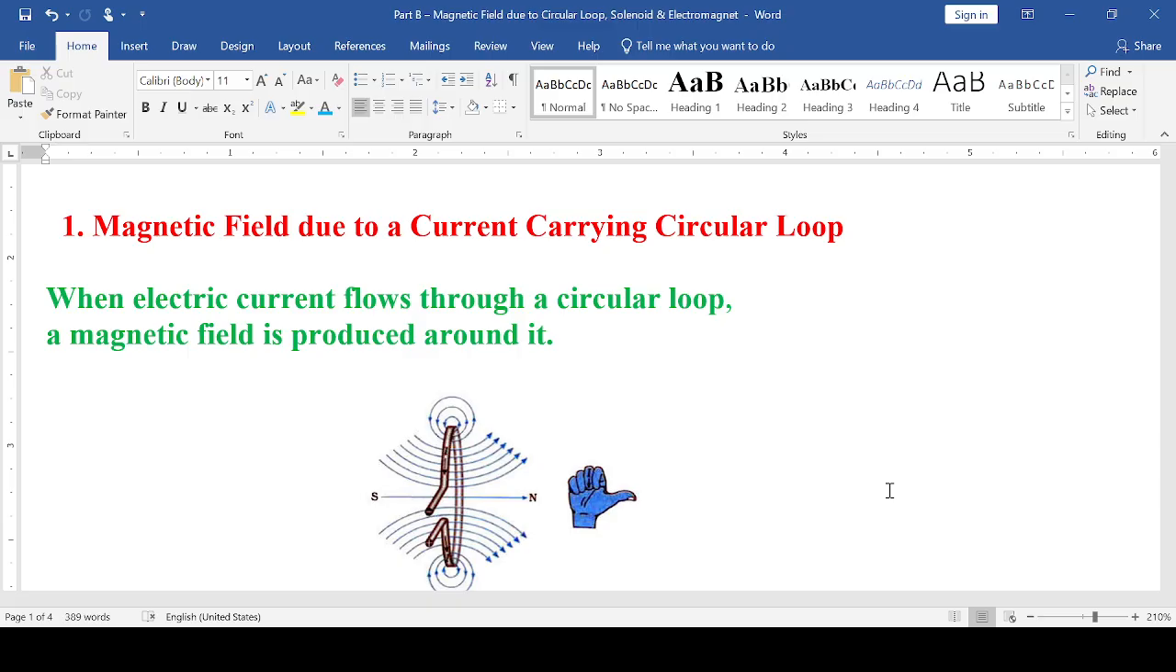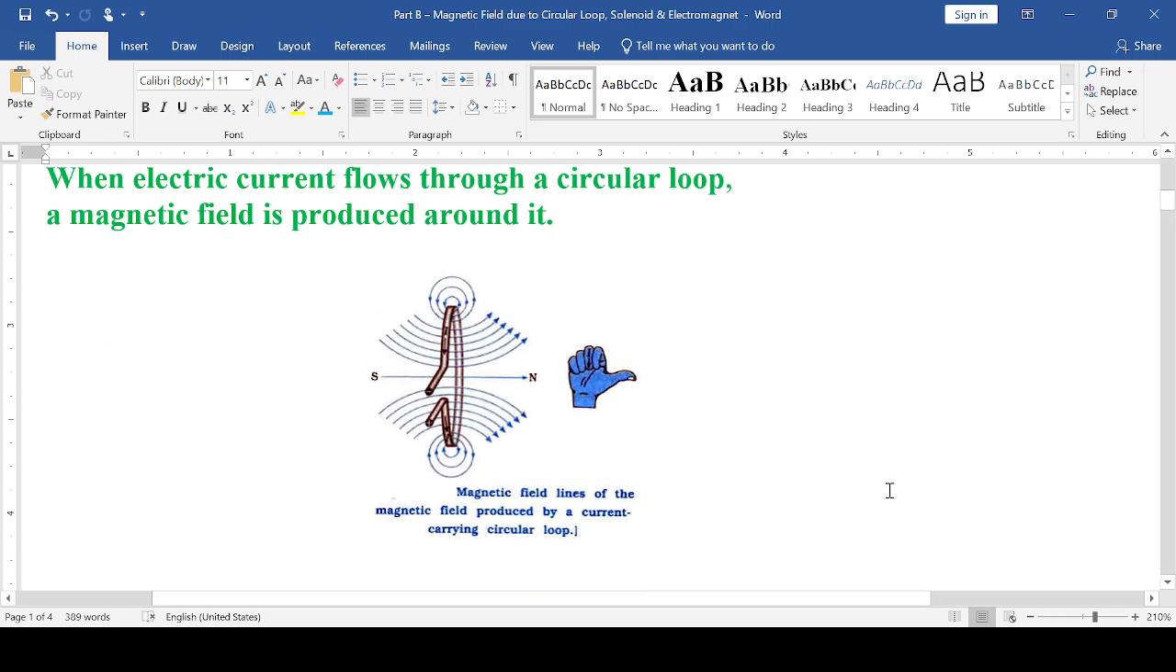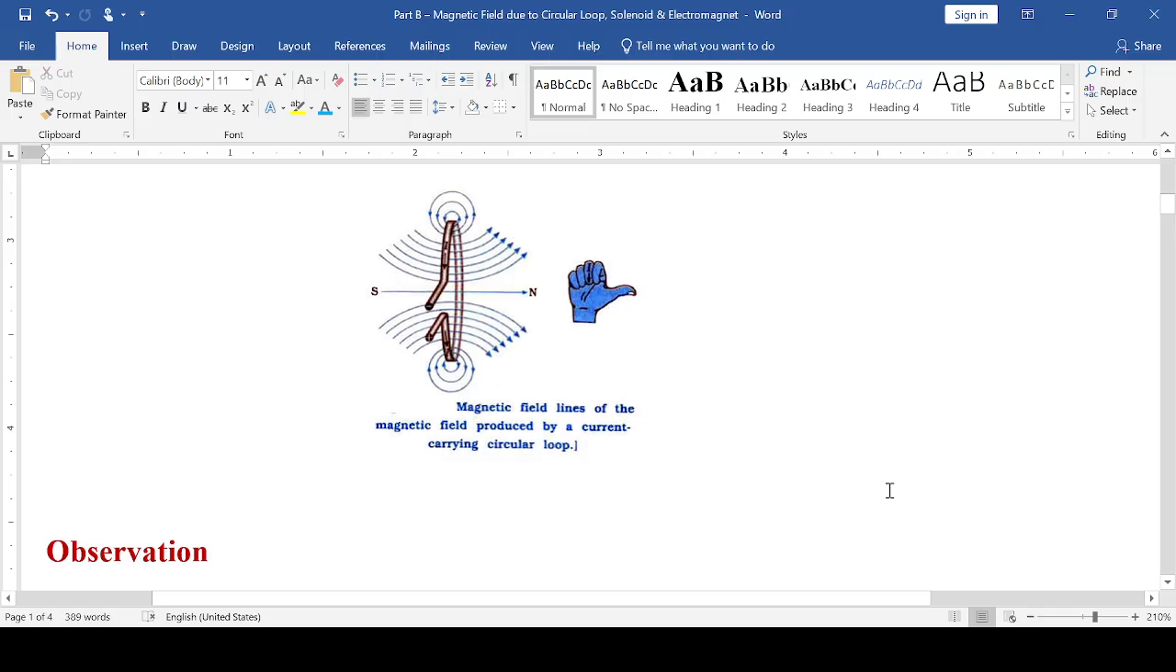In the last class, Sir Oersted gave us the idea that with the help of electric current, magnetism is produced. So now here we have a loop which is in the shape of a circle. That's why we call it a circular loop. When current is flowing through a loop, a magnetic field is produced around it. Right hand thumb rule, you can check it. Magnetic field lines of the magnetic field produced by a current carrying circular loop.